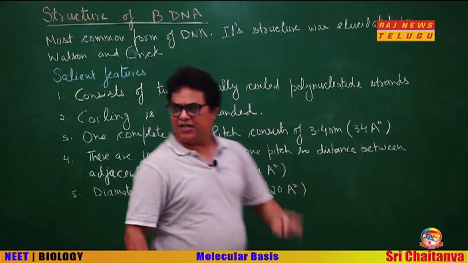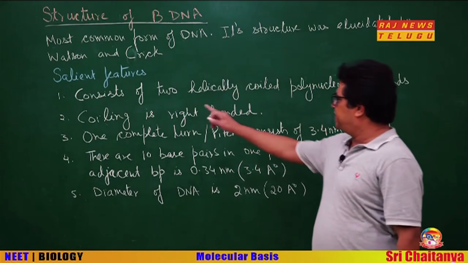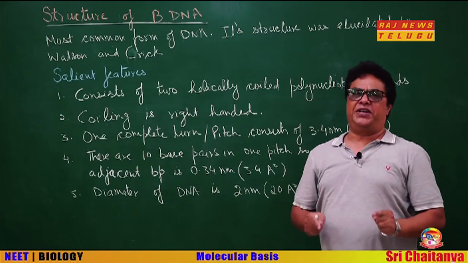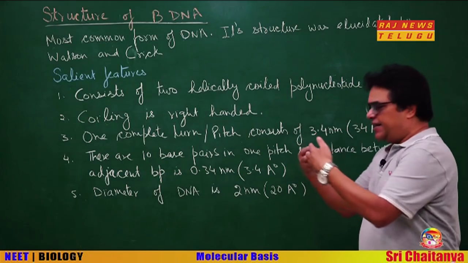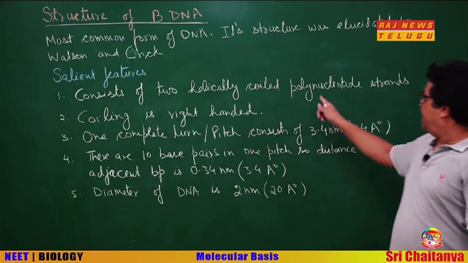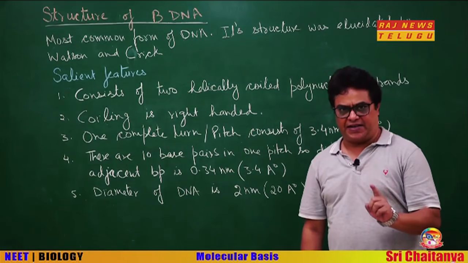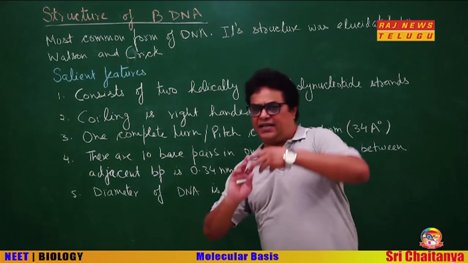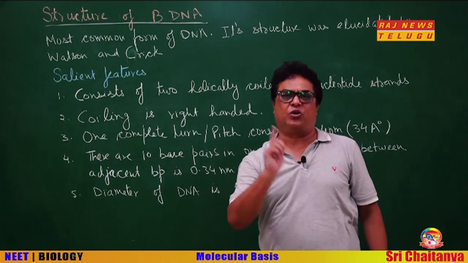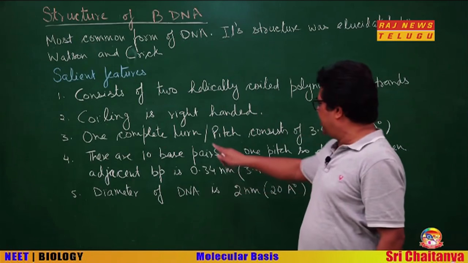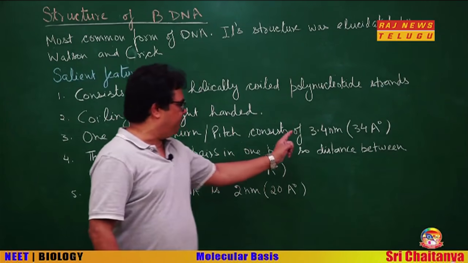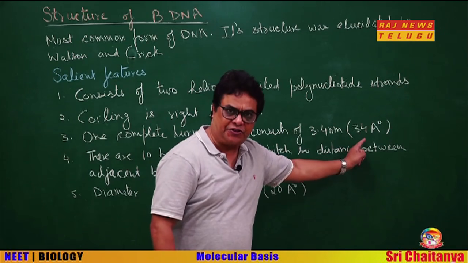So, let us see what are the salient features. First, they said that the DNA consists of two polynucleotide chains that are held together and helically coiled. So, two helically coiled polynucleotide strands. Second, they said that this coiling is in the right-handed direction, that is why it is right-handedly coiled DNA.